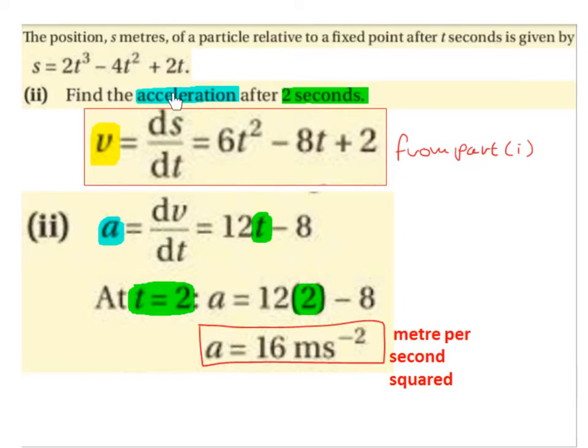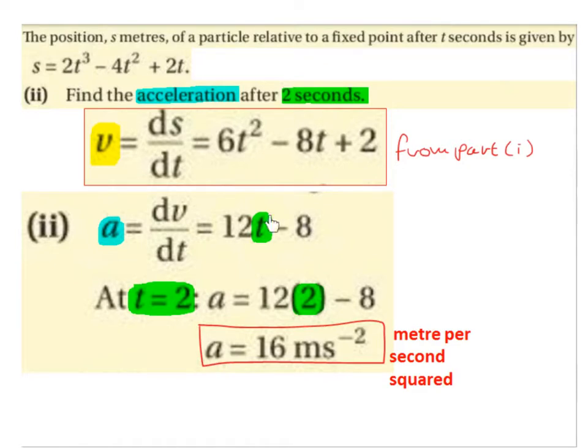Part 2, find the acceleration after 2 seconds. So we worked out that the velocity, the first derivative, was 6t squared minus 8t plus 2. We got that in part 1. Now we want to differentiate this again, so we want to get the second derivative. So a, the acceleration, is dv dt. So we're differentiating v with respect to t. The derivative of 6t squared is 12t. The derivative of minus 8t is minus 8.